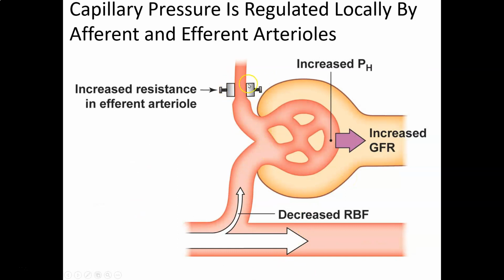Now, if we constrict the efferent arteriole, that means less fluid will get out of the glomerulus, which means since there's more fluid here, that's going to increase the hydrostatic pressure. That's, remember, the filter forcing out or filtration, so that's going to increase GFR. So if I constrict the afferent, I decrease GFR. If I constrict the efferent, like here, I increase GFR.